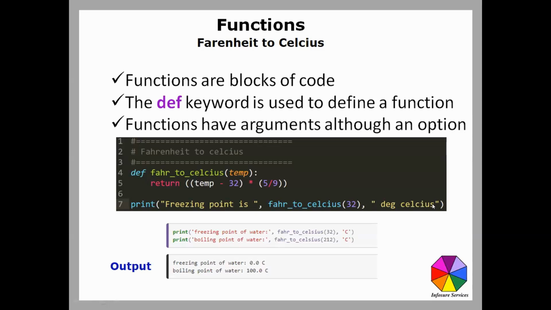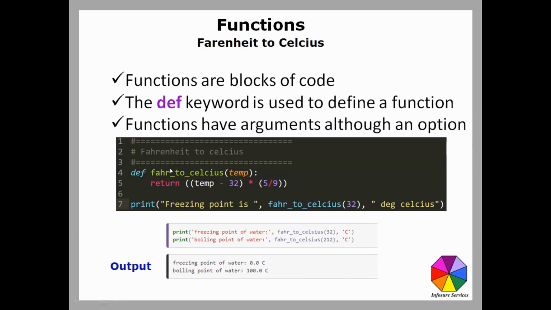So degree Celsius. I could call this function in multiple ways. Here is an example: print freezing point of water, Fahrenheit to Celsius 32, comma C. Then the freezing point of water is 0 degrees Celsius. Boiling point of water at 212 converts to Celsius and says boiling point of water is 100 degrees Celsius. So functions allow you to block certain lines of code and give them a name.